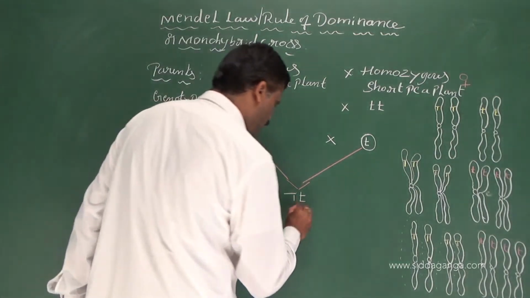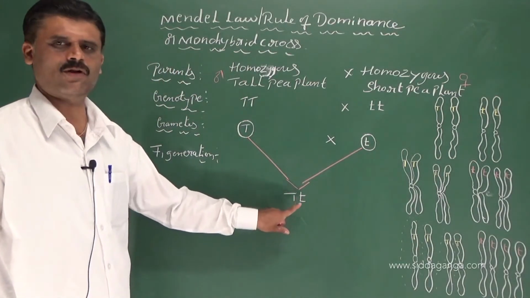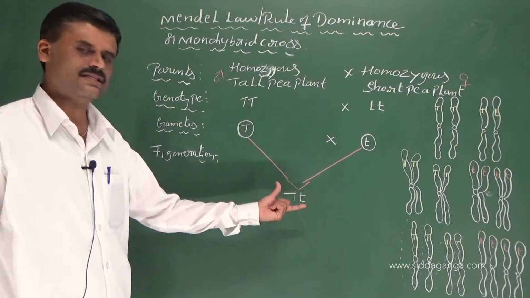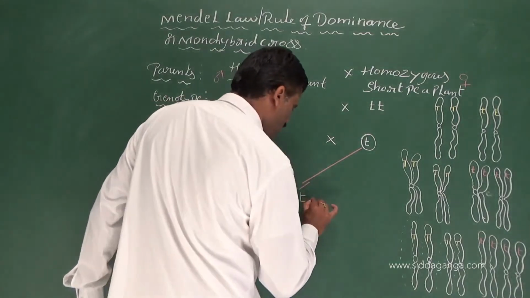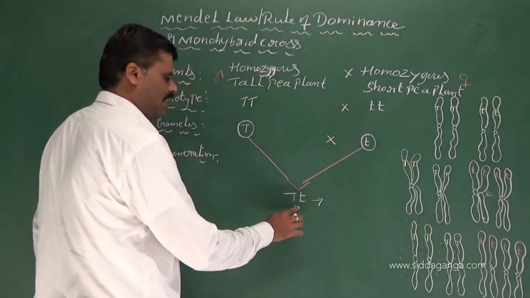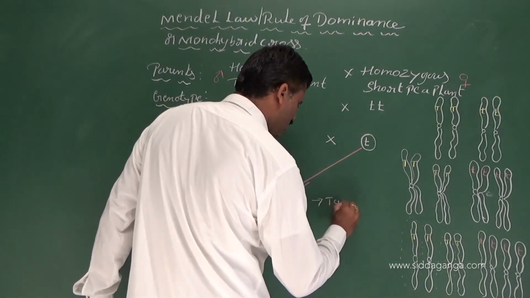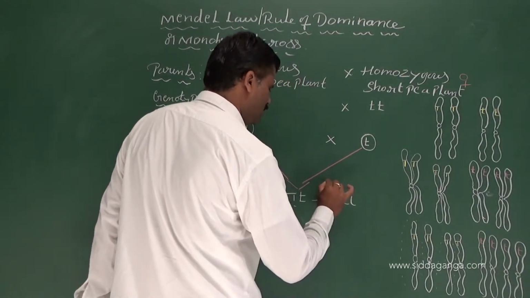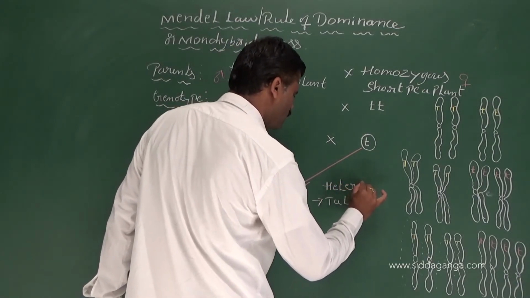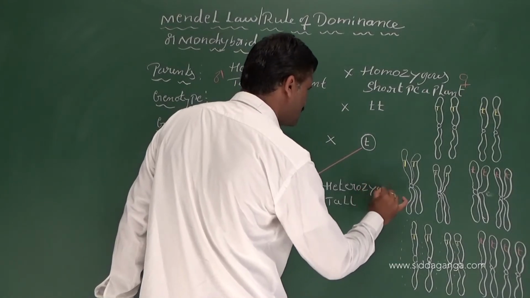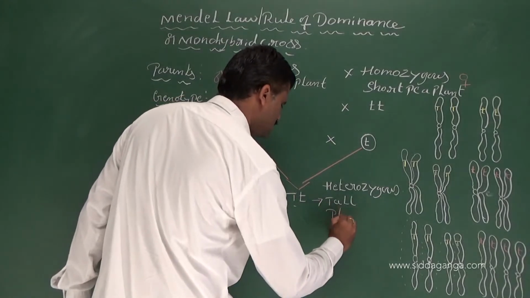But the progeny expresses only one character. See, this is present in zygote, zygote develops into seed. After sowing the seed, seed will develop into a new plant. That plant expresses the height character, and that character now is tall. That tall plant we call a heterozygous tall plant.